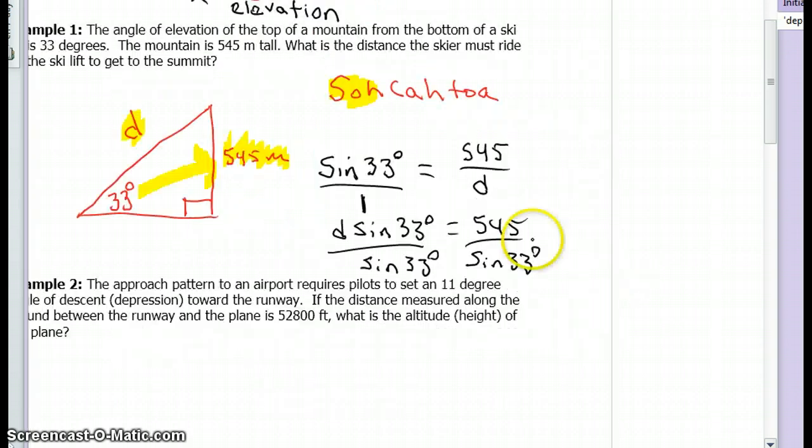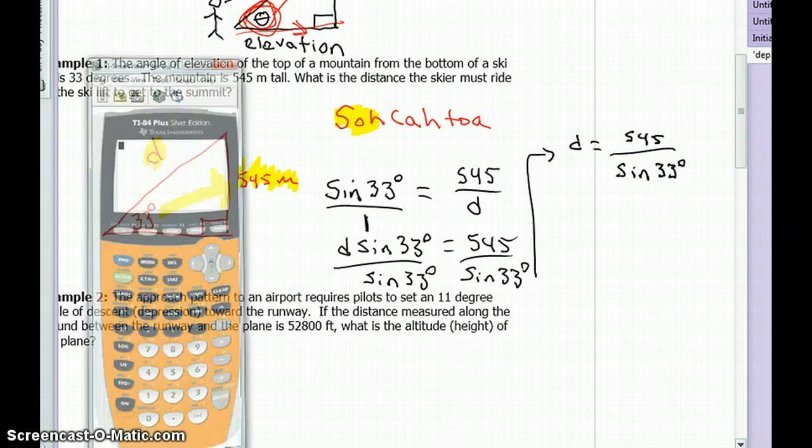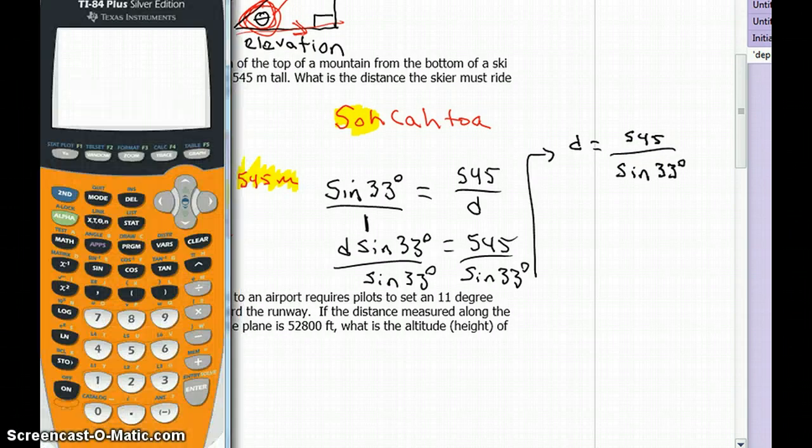Let's finish this problem up here. So now I have D equals 545 all over the sine of 33 degrees. So we're going to do the rest of this in our calculator, so we'll get our calculators out.